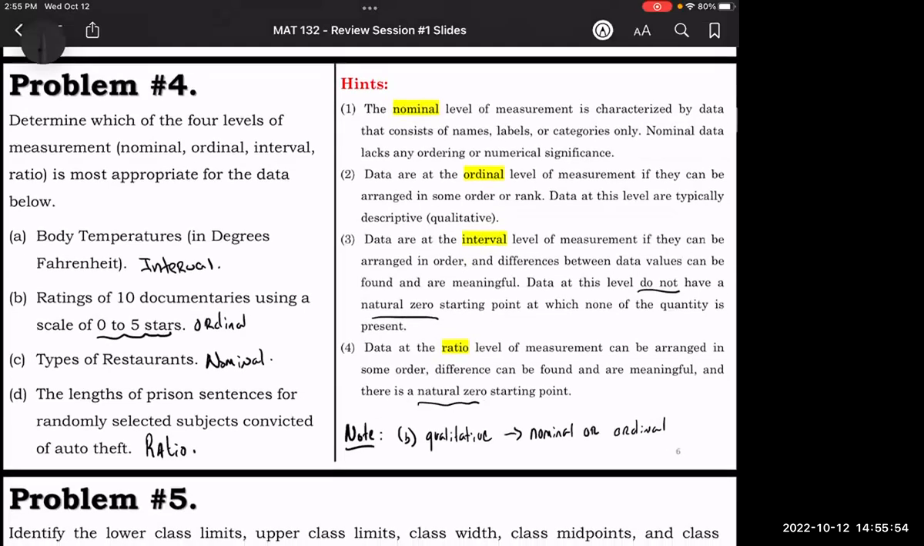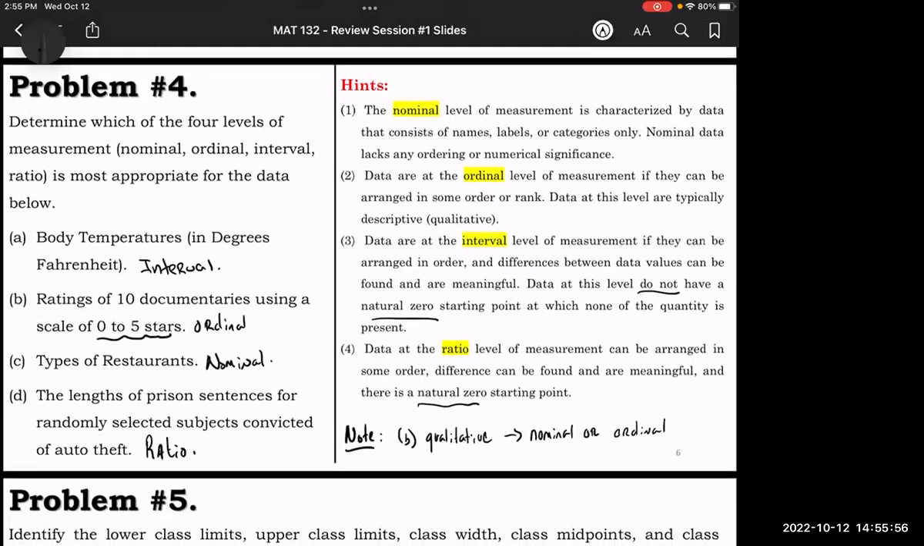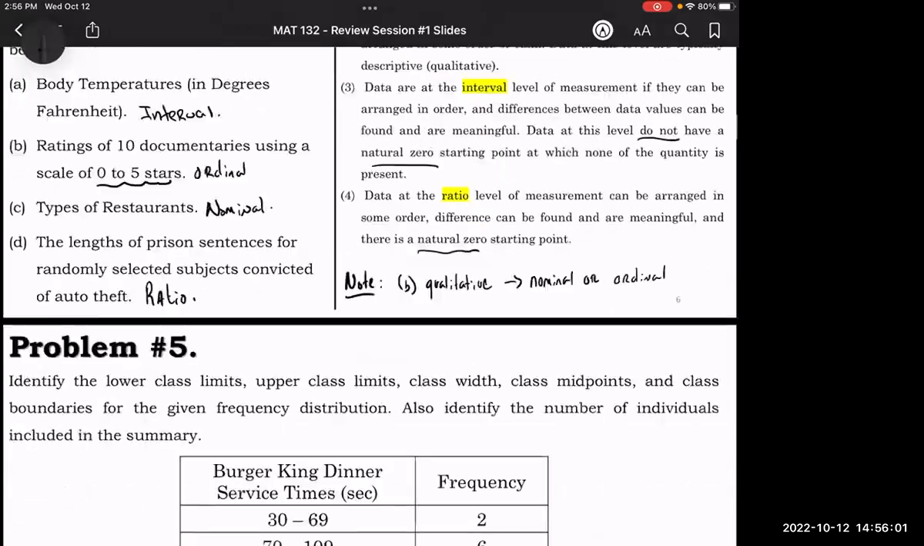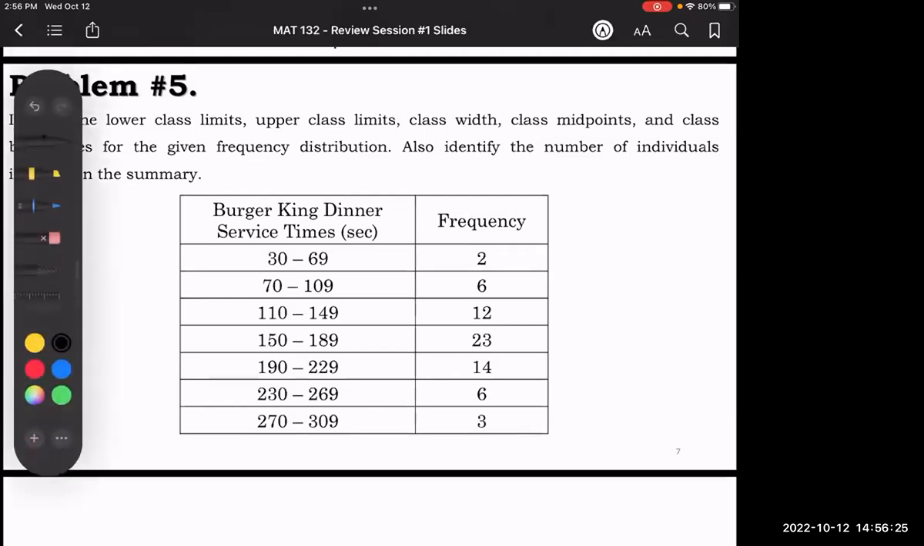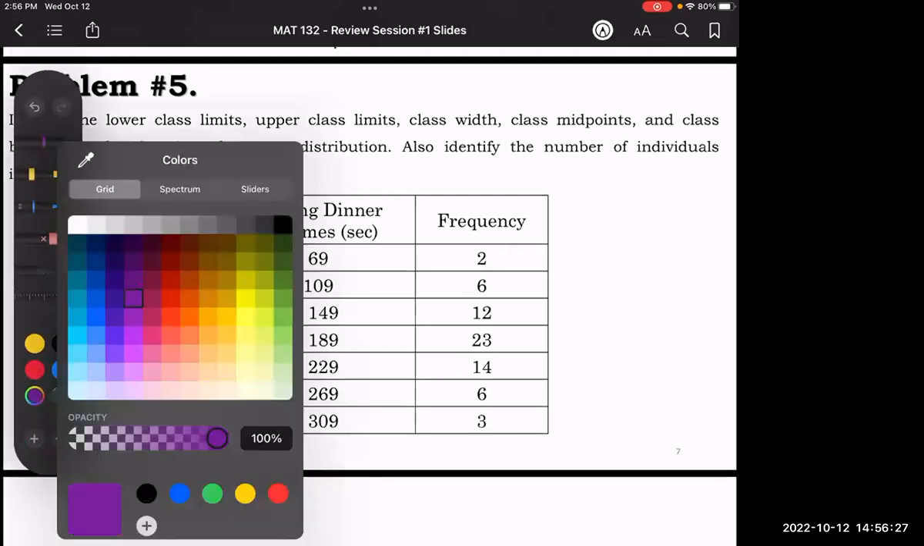Okay, let's look at problem number 5. So I think my definitions are over now. We're now up to essentially chapter 2 of our Pearson book. In problem 5, it states identify the lower class limits, upper class limits, class width, class midpoints, and class boundaries for the given frequency distribution, and also identify the number of individuals included in the summary. So there are a few things that we have to do here.